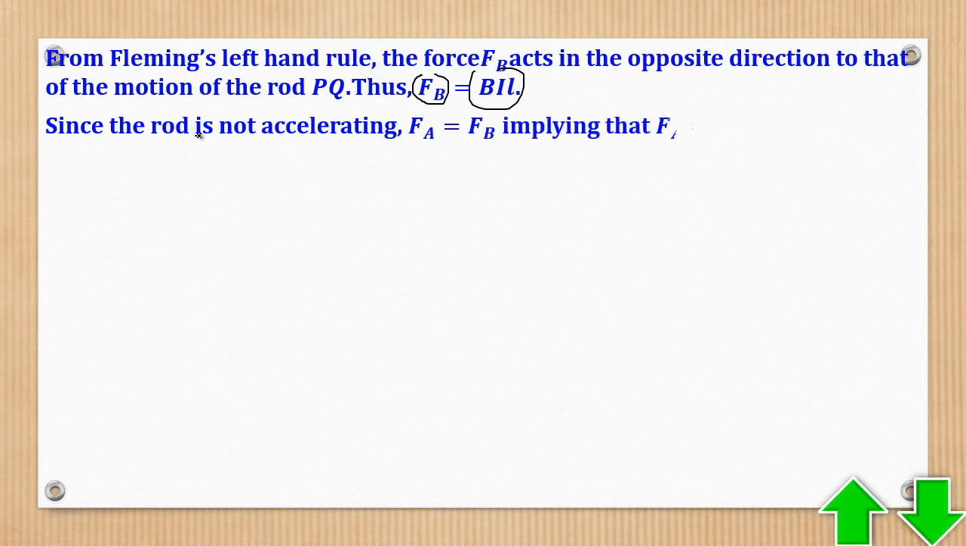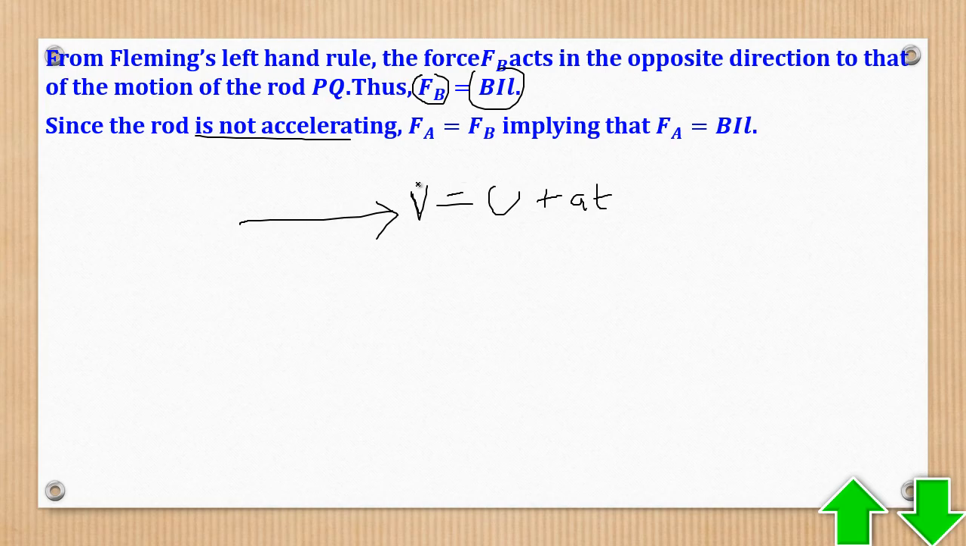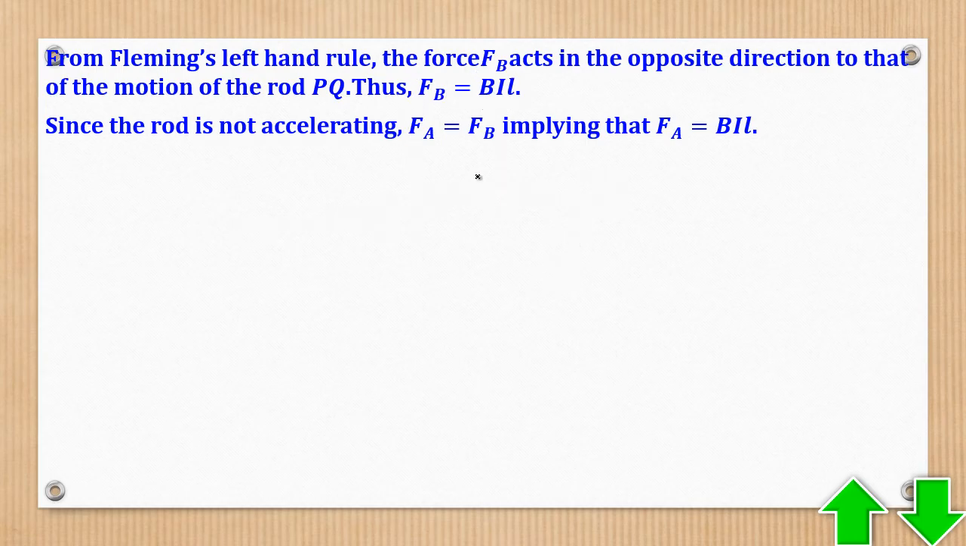Now, since the rod is not accelerating, why are we saying not accelerating? It is because we said it is pulled at a constant velocity. Each time velocity is constant, acceleration is 0. Where do we get it from? We get it from the first equation of motion, v = u + at. When v is equal to u, it implies that at is 0, meaning that a will be 0. That means that FA is equal to FB. Therefore, FA is also equal to BIL.